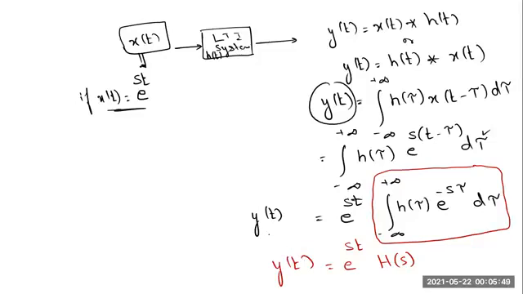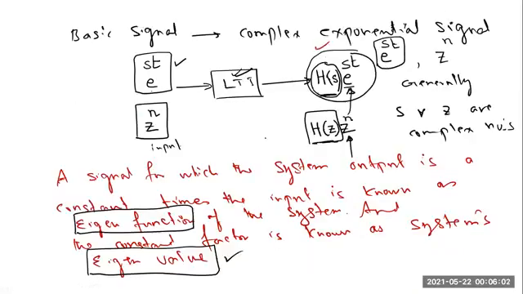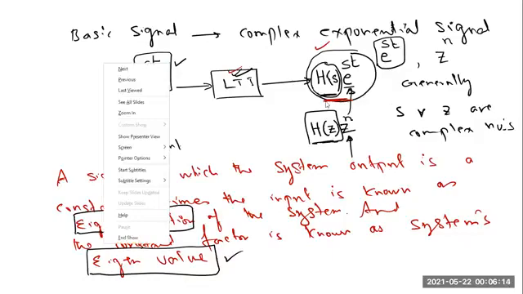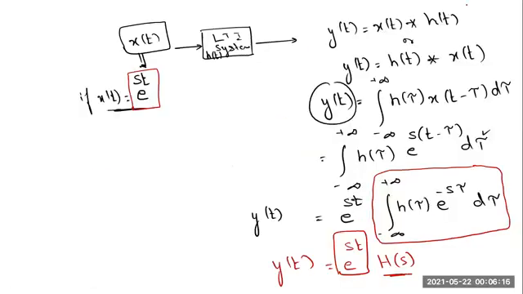So I have proved right in front of you that if the input is e raised to power st, the output is also e raised to power st multiplied with this factor. And this is what I used over here. So now you know this is not just a guess. I have proved that for an LTI system, if the input is e raised to power st, the output will be like this. And this is the proof.